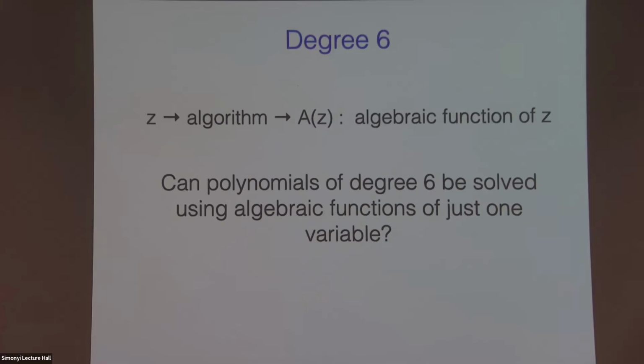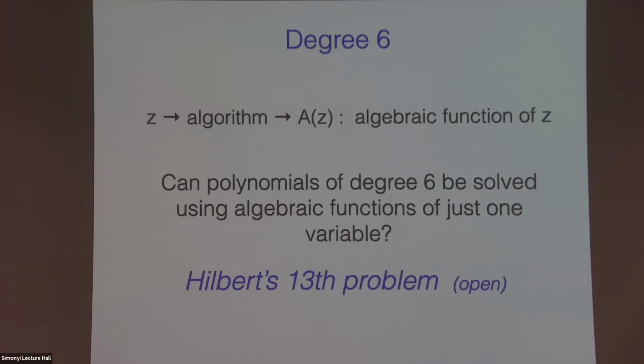So here's a basic question. Can polynomials of degree 6 be solved using algebraic functions of just one variable? So forget about what the algorithm is. Let's just focus on the fact that whatever it does, it produces an algebraic function. So this turns out to be known as Hilbert's 13th problem. And it's unsolved, and I encourage people to think about it because it's widely regarded to have already been solved. So there's not too much of a crowd around it. But it was a small crowd around you.